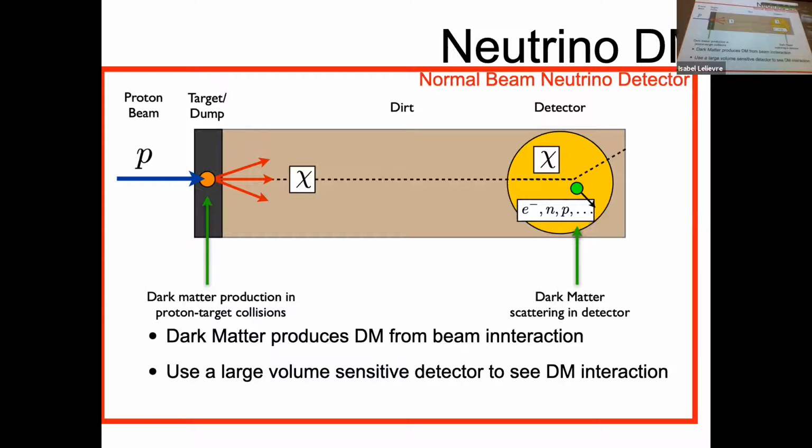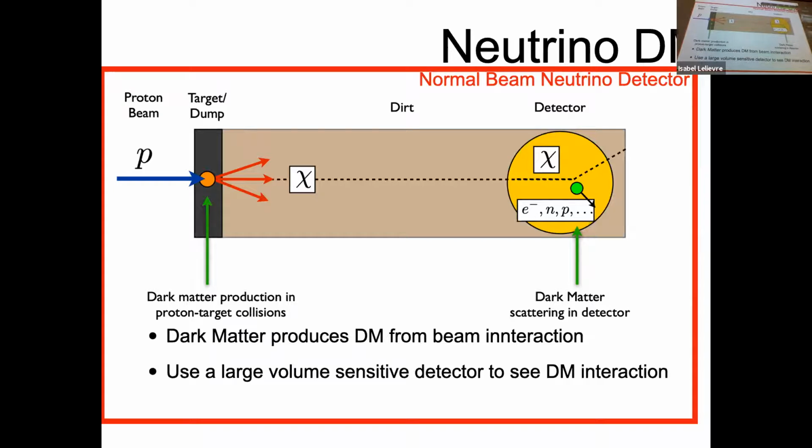The way to think about it in this scheme is that we have a beam that makes dark matter. And then we basically take our neutrino detectors and turn them into direct detection detectors, and we look for dark matter direct detection.